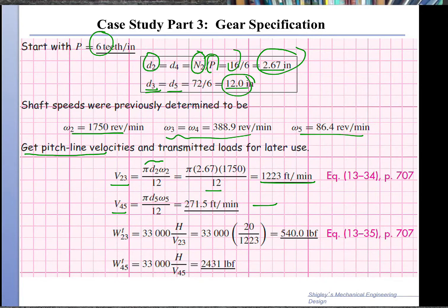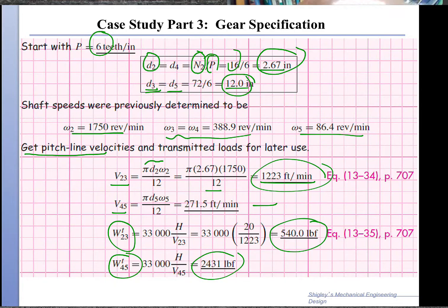271.5 foot per minute. And from the pitch line velocities, the force will be inversely proportional to these pitch line velocities. The faster it is, the less force it will have. So gear 2 on 3 exerts a force of 540 pounds, but 4 on 5 exerts an enormous force of 2431 pounds. So this is basically the critical gear that we have to worry about.